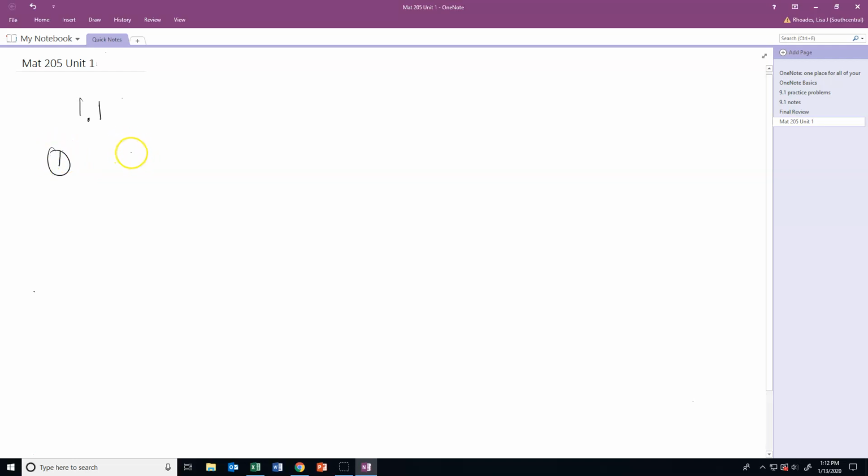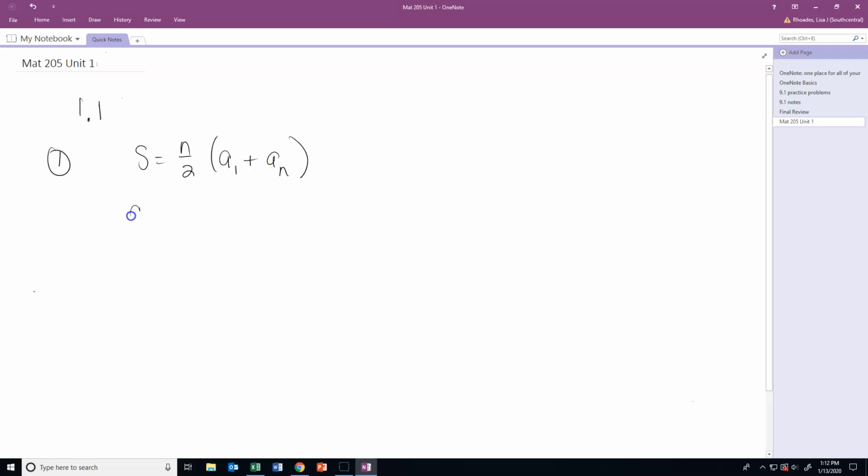Now, you're wanting to find the sum, so we are going to use the formula S equals N over 2 times (A1 plus AN). N is the number of terms, A1 is the first term, and AN is the last term.